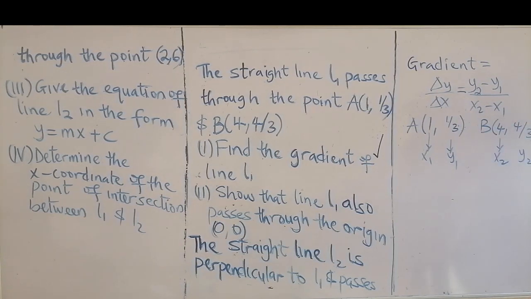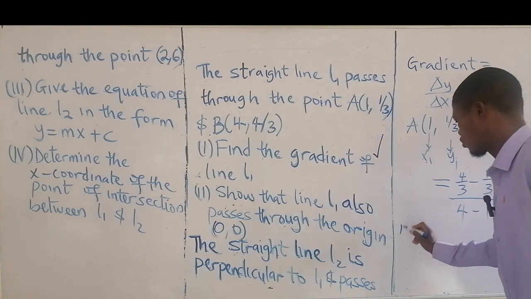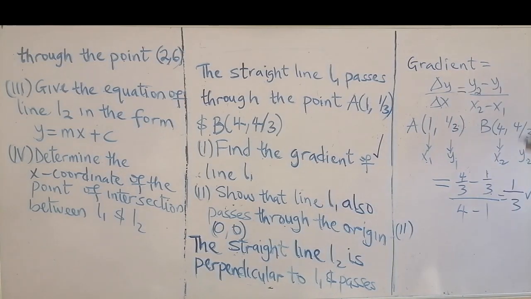So let's plug in those values. The gradient will now be equal to y2, which is 4/3, minus y1, which is 1/3, all over x2, which is 4, minus x1, which is 1. So we have 1 on the numerator, and at the bottom 4 minus 1, that's 3. So that's the gradient.